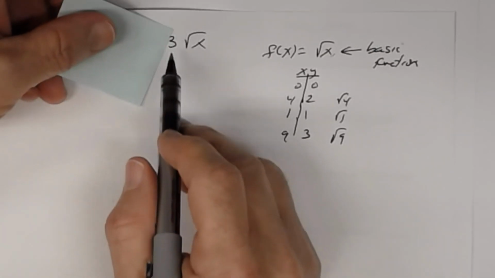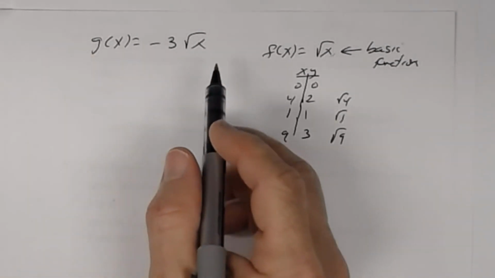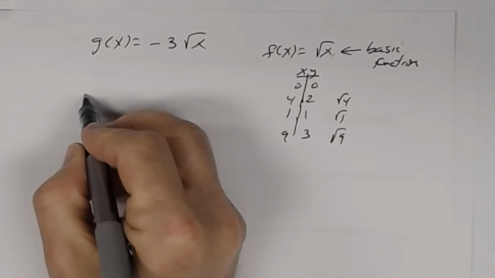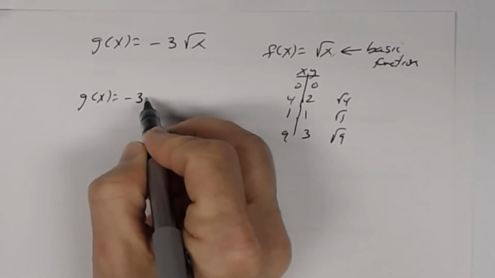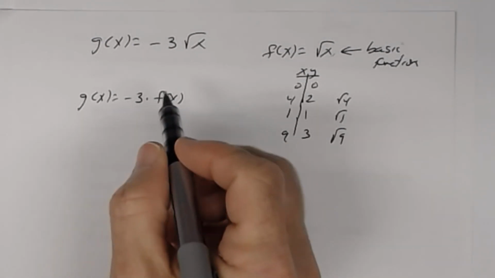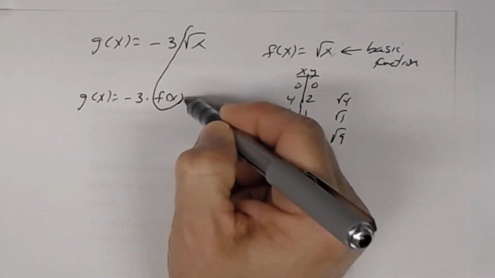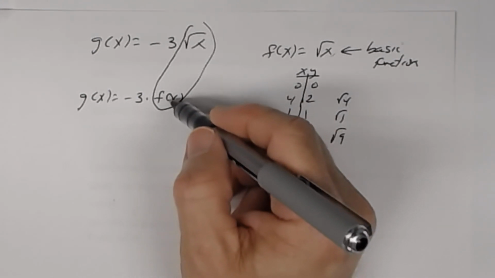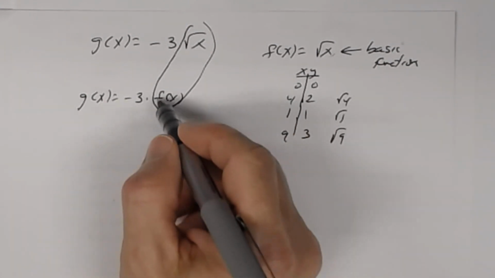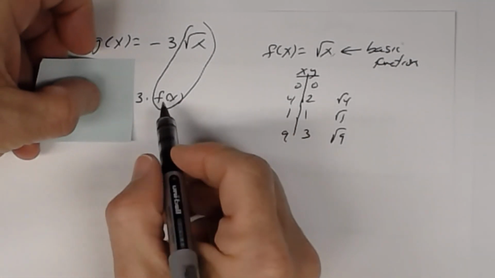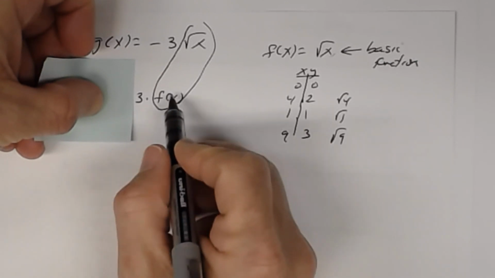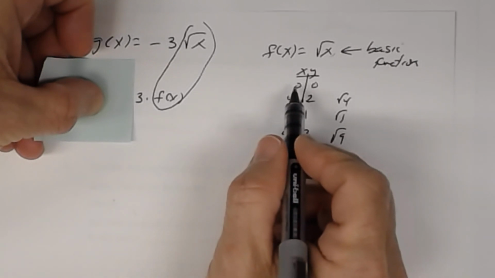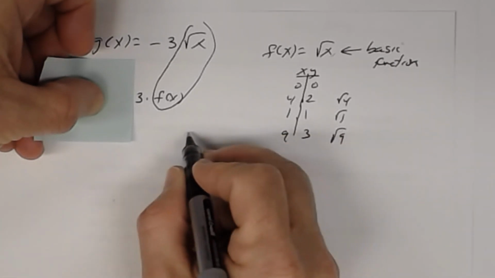But let's talk about that 3 for a moment. Okay, so remember this right here. I can rewrite this as g of x is equal to negative 3 times f of x. And the reason I'm saying f of x is because isn't that what f of x equals right here? So f of x is your parent function. And remember, f of x means the same thing as y, right? Okay, so what that says is I am going to multiply all my y values by 3.